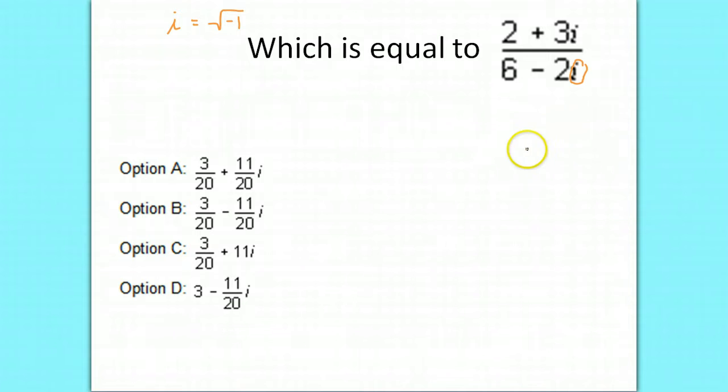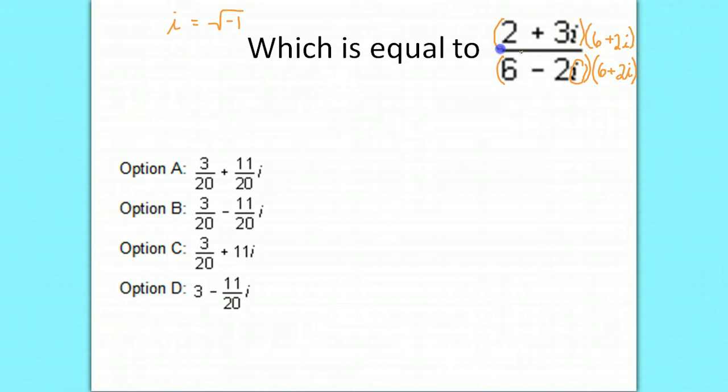So what we're going to do is multiply by the conjugate that we just talked about, and that's going to help us get rid of i in the denominator. And then we'll actually be able to match it up over here. So the conjugate of 6 − 2i would be 6 + 2i. And whatever you do in the denominator, you also need to do in the numerator. So we're also going to multiply by 6 + 2i in the numerator.